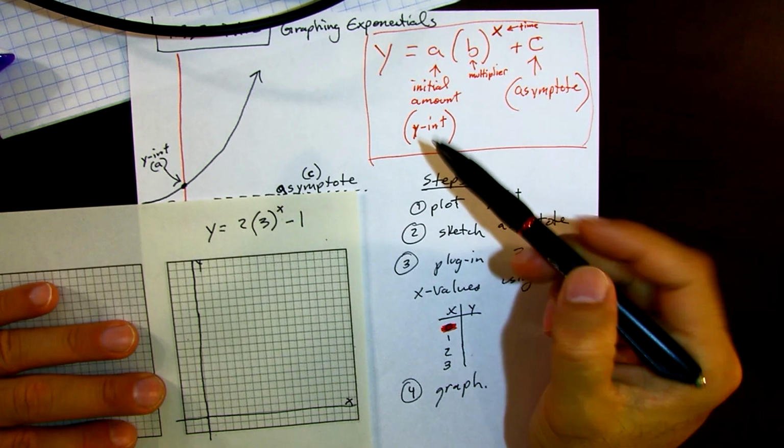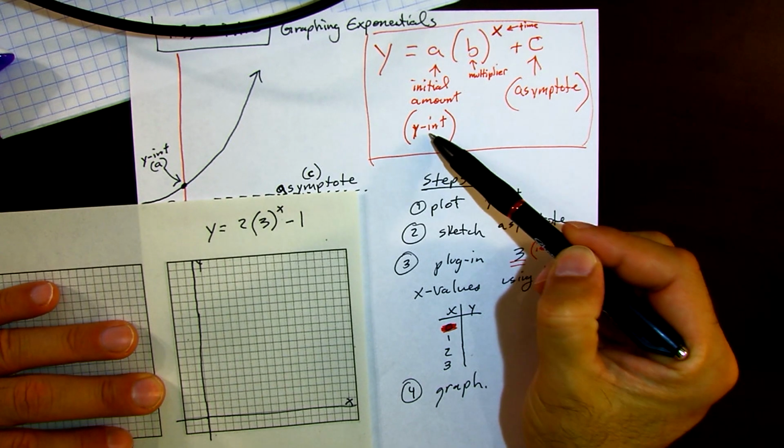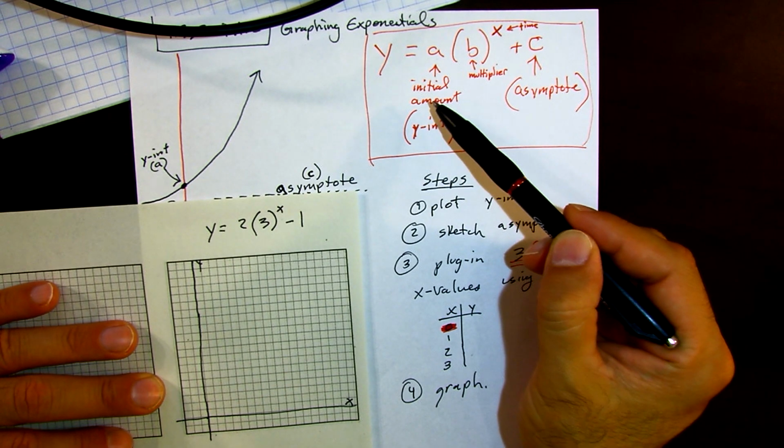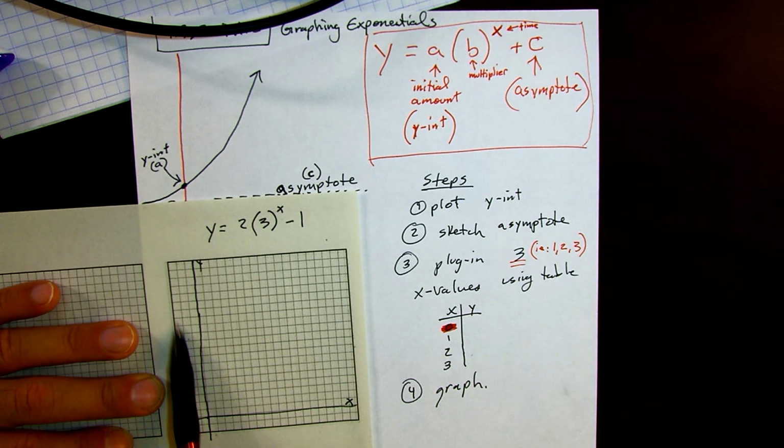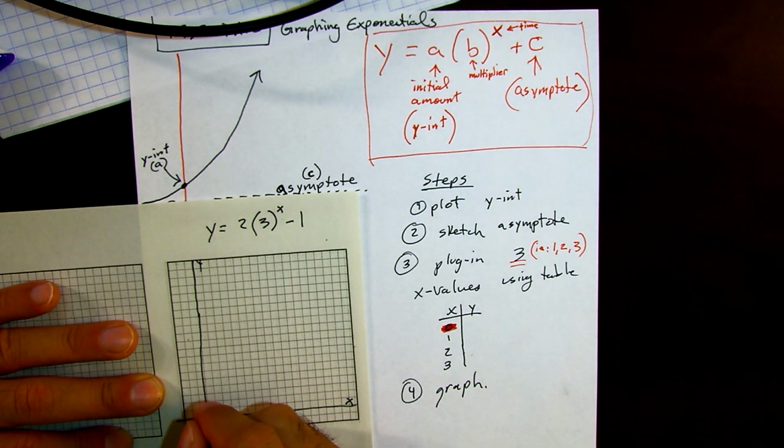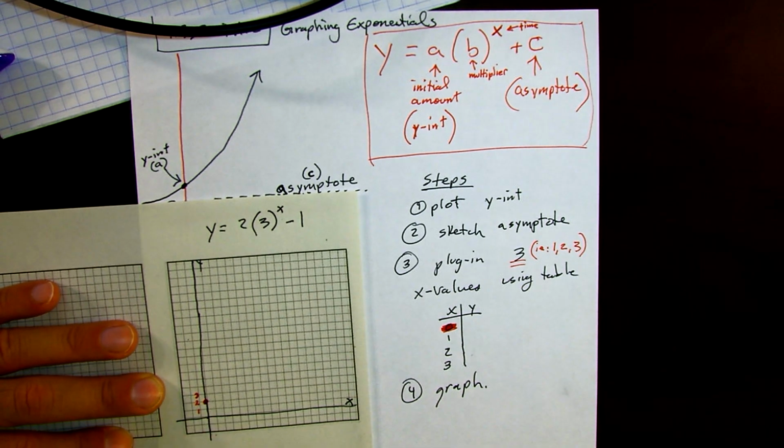If you don't remember, let's look up here. Where do we find that y-intercept? It's that initial amount. Remember, the y-intercept is where this graph is going to cross the y-axis. Good, 2. Very good. It's right here at 2. 1, 2, 3, and so on. So I know it's going to cross right there.